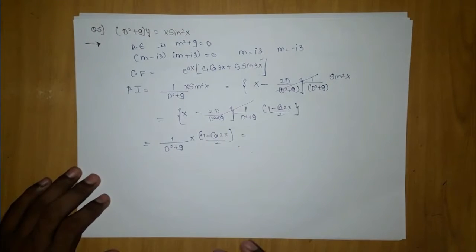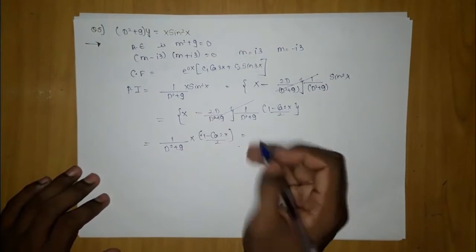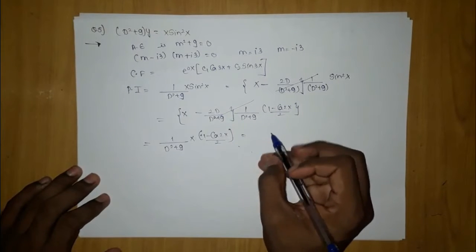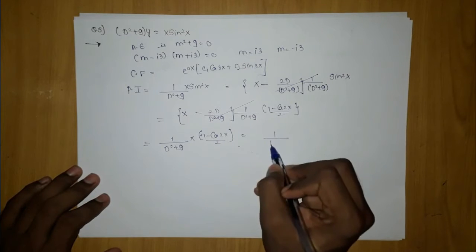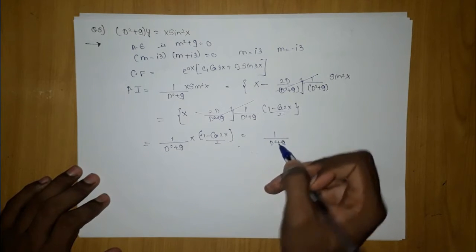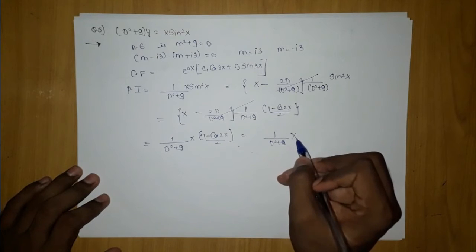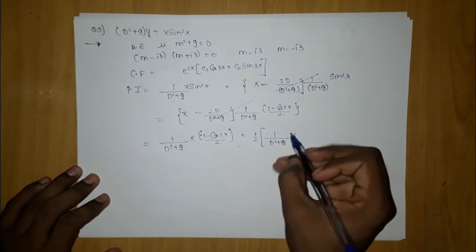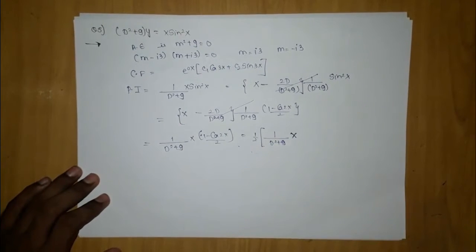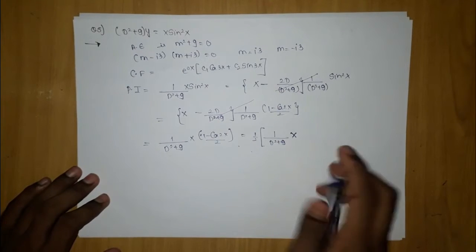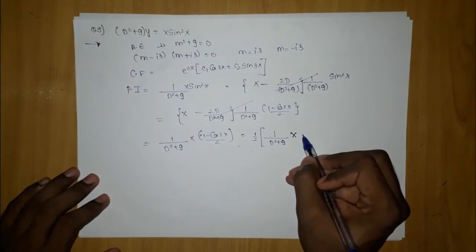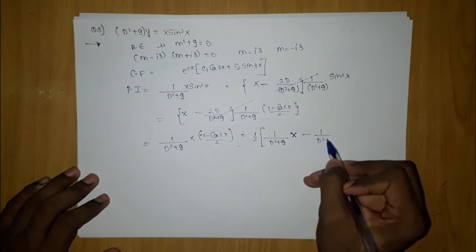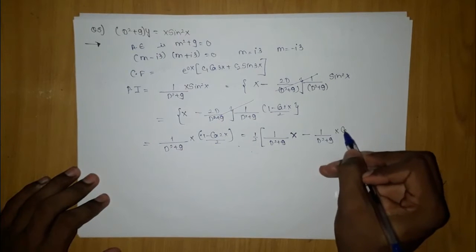So whenever D terms or anything appears, you have to simplify in the first step only, then you have to multiply the things. If you multiply the things, you will get one thing, 1/(D square plus 9) into x, and here 2 we will take outside. 2 is not important. After this, what we are getting is minus 1/(D square plus 9) into x cos 2x.